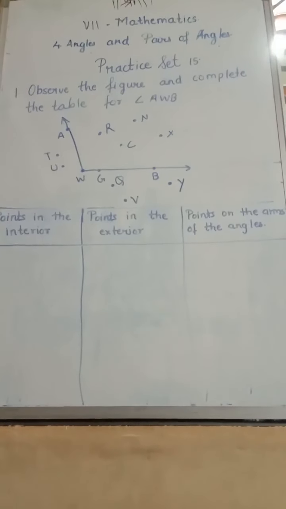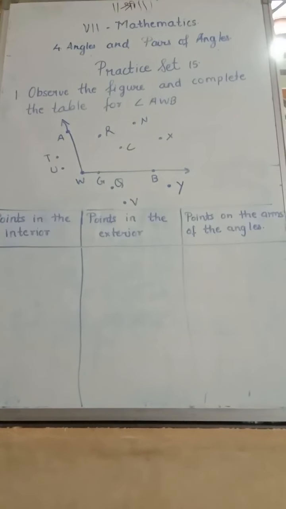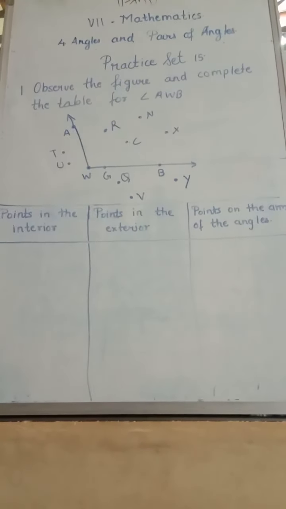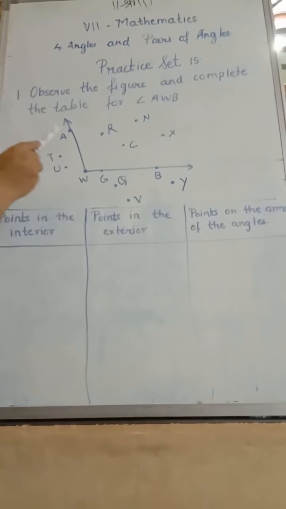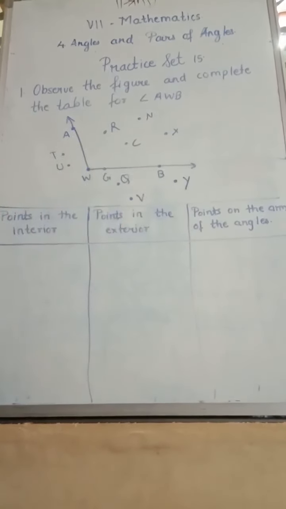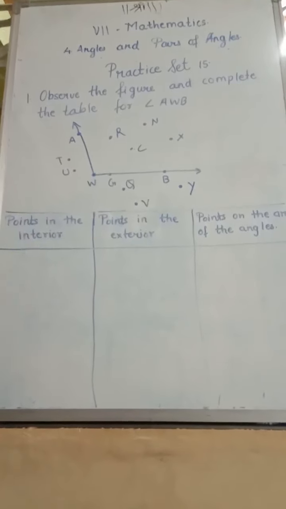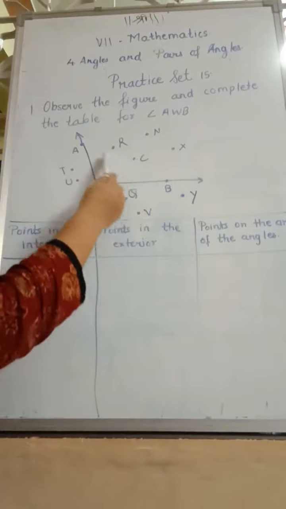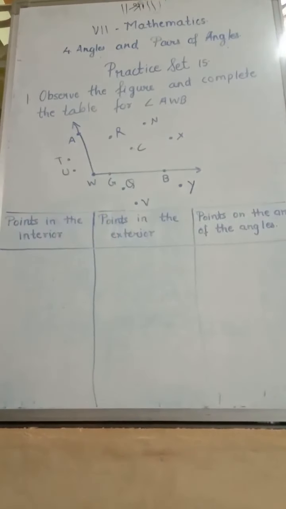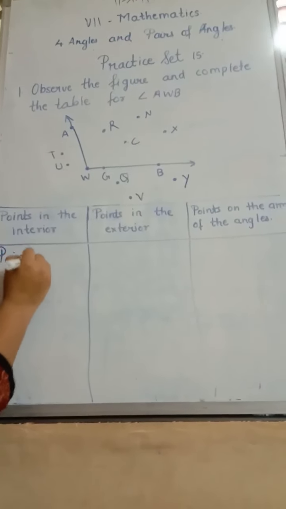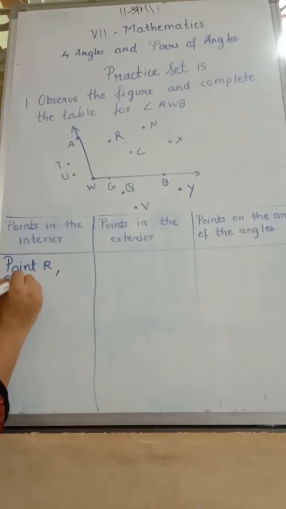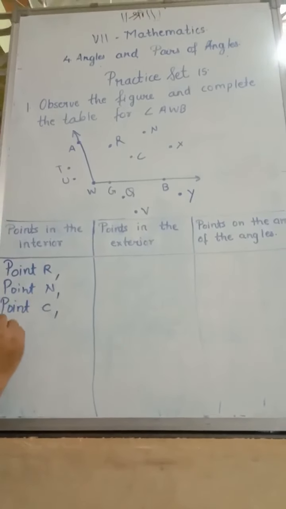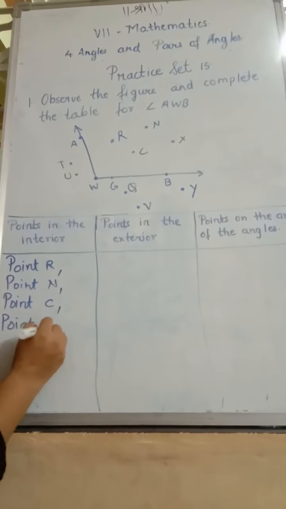So now we will begin with practice set 15. The first question: observe the figure and complete the table for angle AWB. That is, points in the interior. Can you tell me the points in the interior? Yes, inside points of the angle. Which are those? Yes, point R, point N, point C and point X.